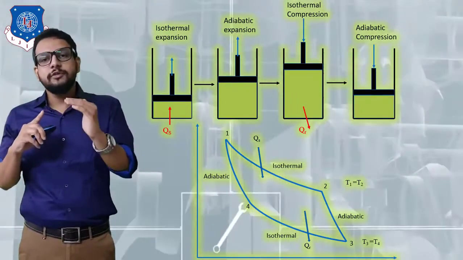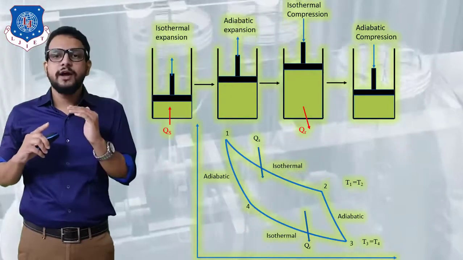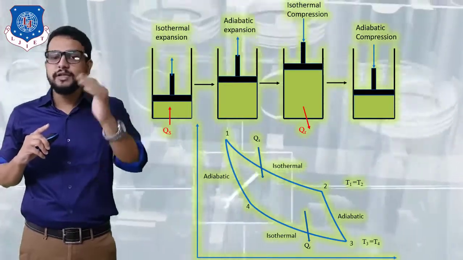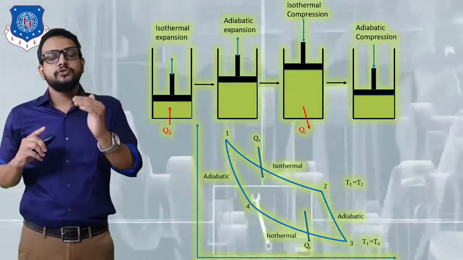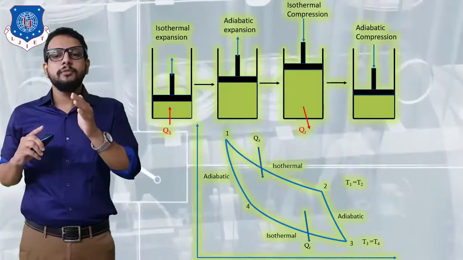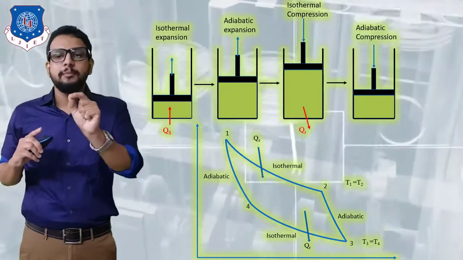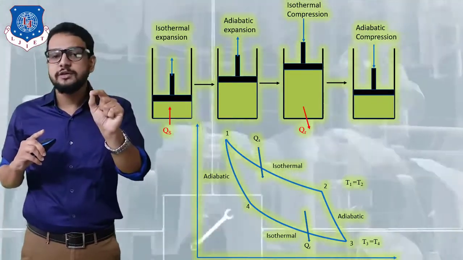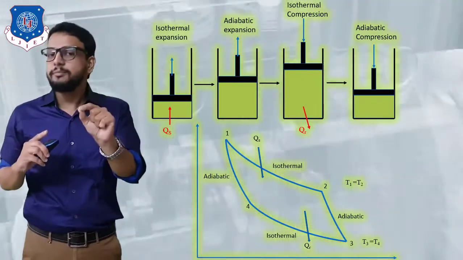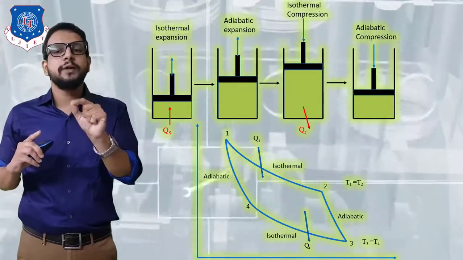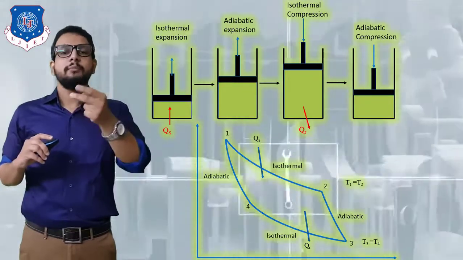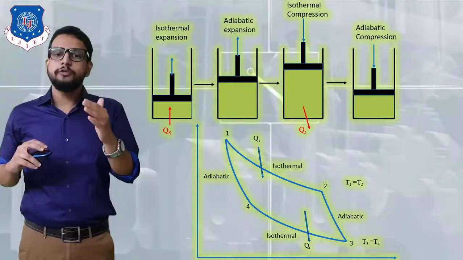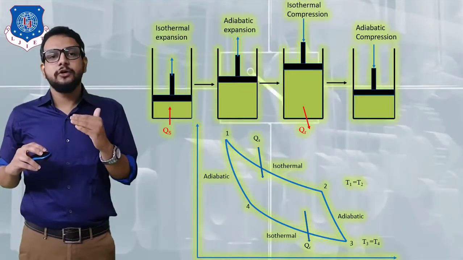And from state 4 to state 1, finally adiabatic compression is taking place to bring the system to its initial state 1. So over here, remember that at state 3 temperature is T3, at state 4 temperature is T4. But since it is an isothermal process, temperature is going to remain constant. So T3 is equal to T4. Remember these two conditions. Now we are going to derive the efficiency for this Carnot cycle.